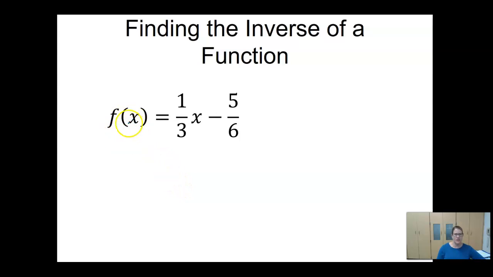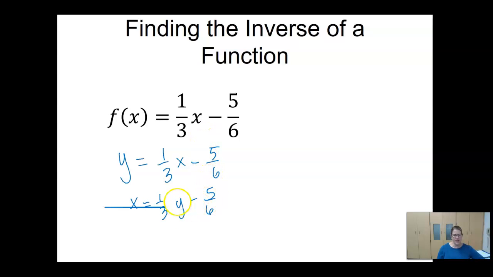So again, first step, replace f of x with y. Then switch x and y in the equation. So x equals 1/3 y minus 5/6. Now I need to get this y out by itself. The first thing I want to do is get rid of this minus 5/6. So I'm going to add 5/6 to both sides. If I add it to that side, I get x plus 5/6. If I add it to this side, it goes away, right?